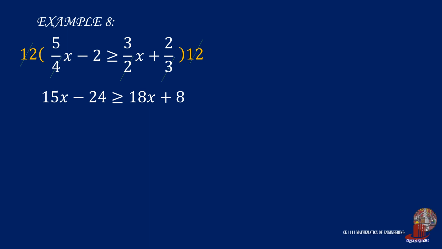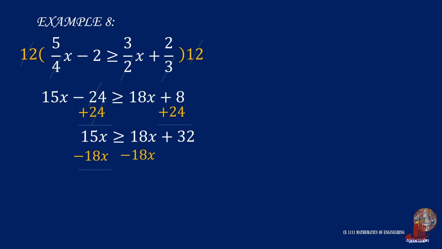18x plus 8. So we further simplify by adding 24 on both sides to collect the constants. This will turn into 15x is greater than or equal to 18x plus 32. Consequently, we take 18x to the other side by subtracting the same on both sides to come up with negative 3x is greater than or equal to 32.